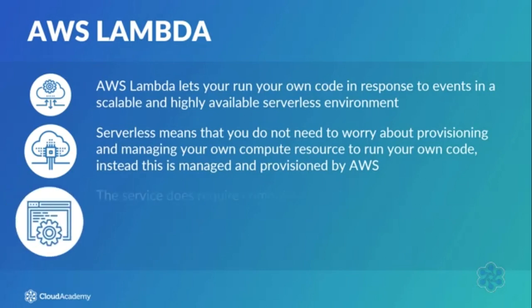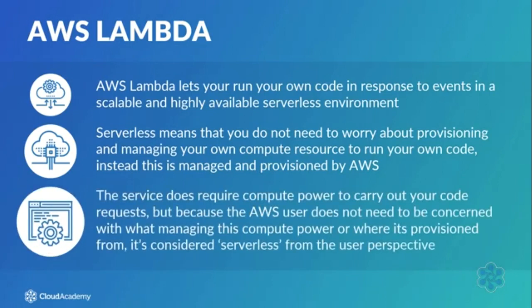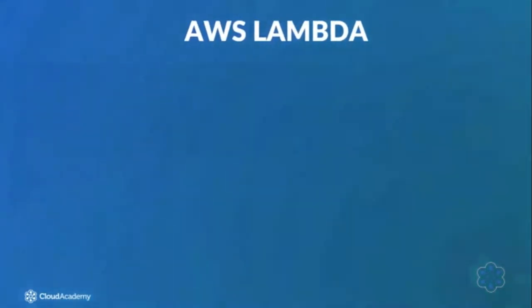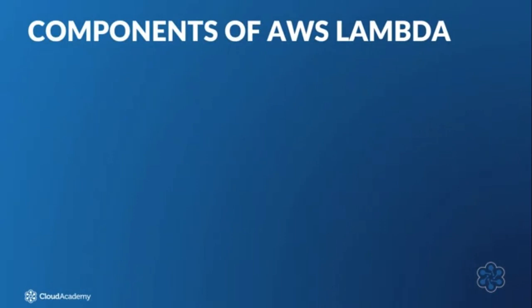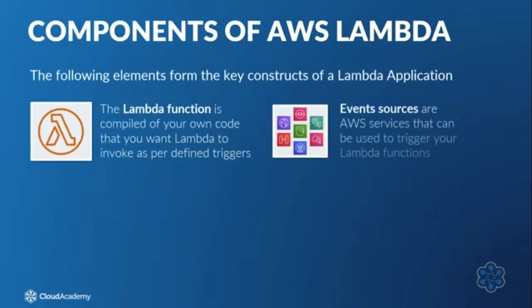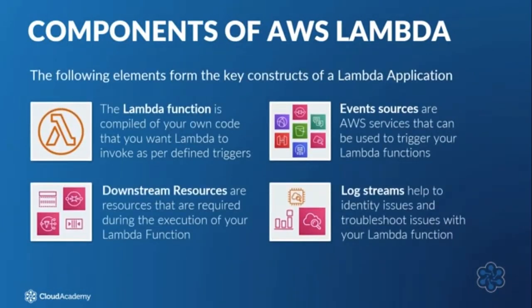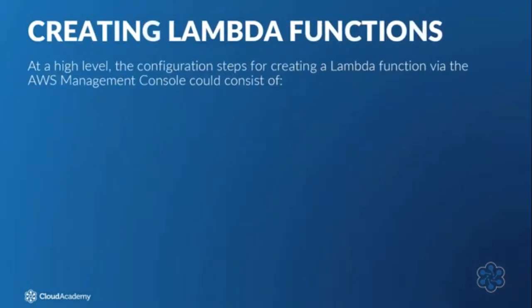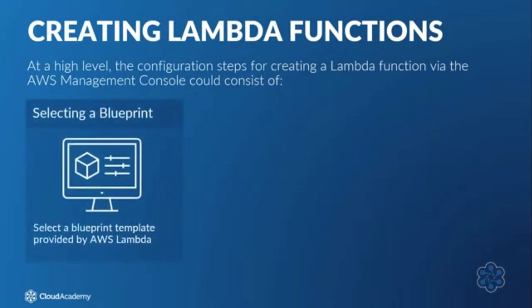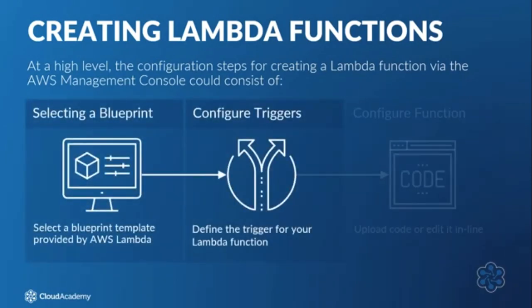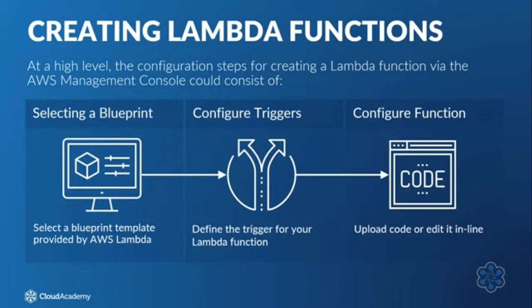Although it's named serverless, it does of course require servers or at least compute power to carry out your code requests. But because the AWS user does not need to be concerned with what compute is used or where it's coming from, it's considered serverless from the user perspective. I explained some of the components of Lambda, which included the Lambda function, the event source, downstream resources, and log streams. Once we understood what Lambda functions were, I covered how to create them and the 3 simple steps to do so, where you can select a blueprint, configure your triggers, and configure the function details.